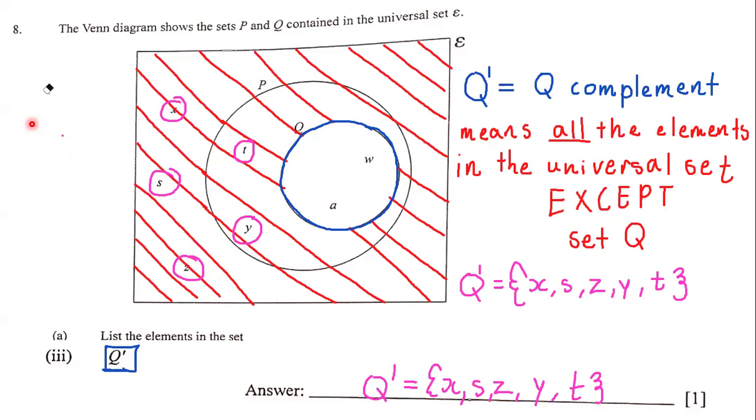Everything except what's in Q. So which will be X, what? T, S, Y, Z. Say it again. X, T, S, Y, and Z. Very good. That's how we got Q complement. That makes sense?